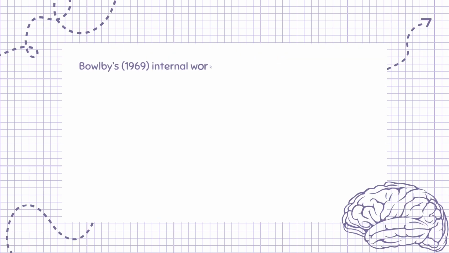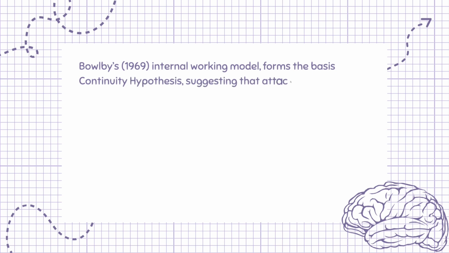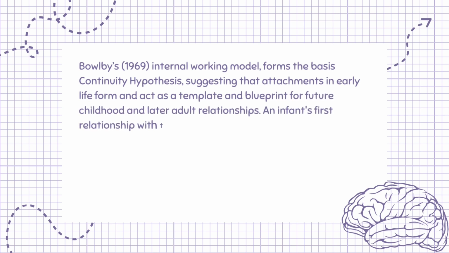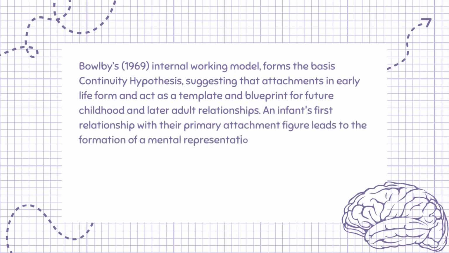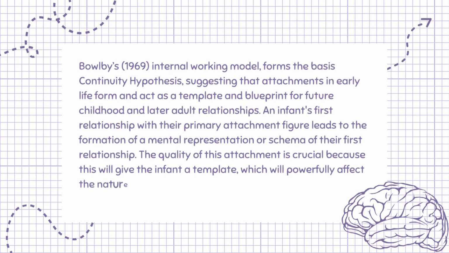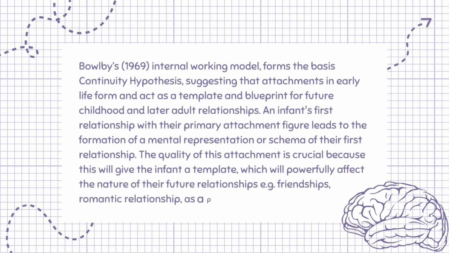Bowlby's 1969 internal working model forms the basis of the continuity hypothesis, suggesting that attachments in early life form and act as a template and blueprint for future childhood and later adult relationships. An infant's first relationship with their primary attachment figure leads to the formation of a mental representation or schema of their first relationship. The quality of this attachment is crucial because this will give the infant a template, which will powerfully affect the nature of their future relationships, e.g., friendships, romantic relationships, as a parent.